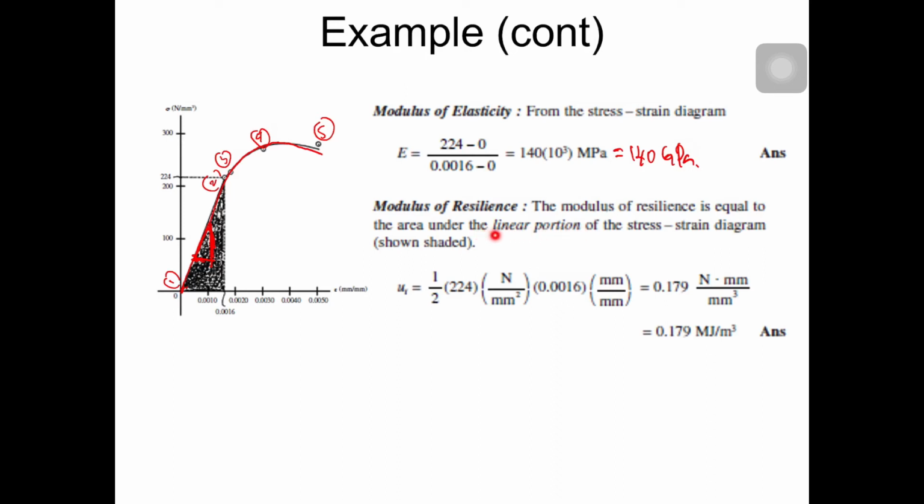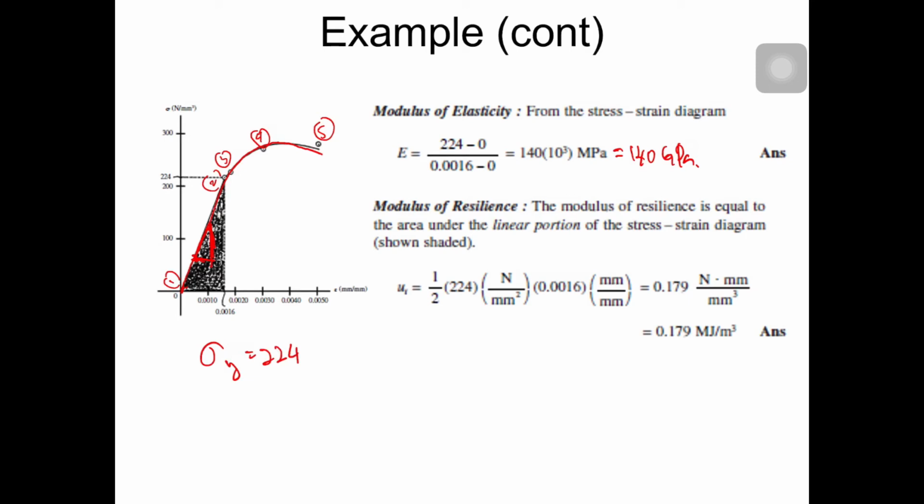Alright. So modulus of resilience is basically equal to the area of the elastic triangle. Okay, area of triangle here. For the straight line here, you measure the area of the triangle, you get half times 224 times 0.0016, you get 0.79 Newton mm over mm cube.